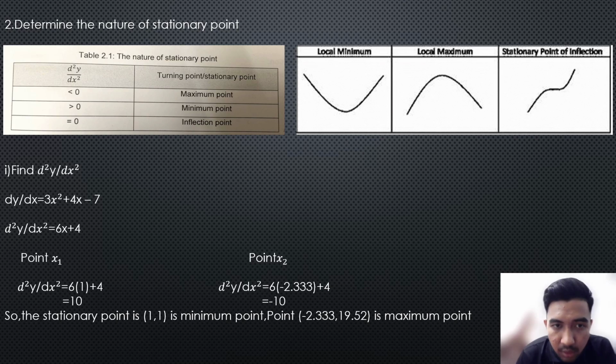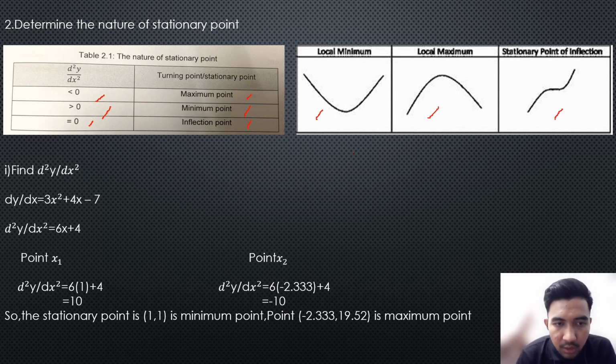Today, I will tell you how to determine the nature of stationary point. So here is the table of the nature of stationary point. If we get a value less than 0, we get a maximum point, and our graph will be like this. If we get a value more than 0, we get a minimum point, and our graph will be like this. If we get a value equal to 0, we get an inflection point, and our graph will be like this.